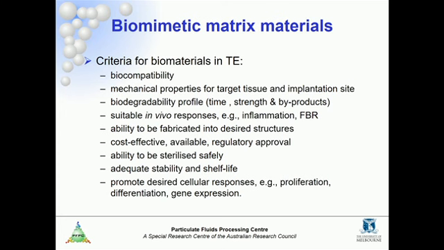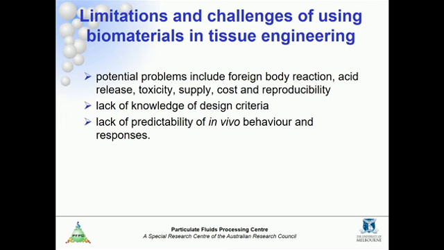Another challenge we have is we may not actually know in detail how all of the materials will behave on all of these criteria. So we've got some limitations and challenges. Potential problems include the foreign body reaction. As I said, this is the body trying to get rid of foreign materials. We can have acid release, so byproducts from degradation of materials. Maybe toxicity, some materials will actually kill our cells.